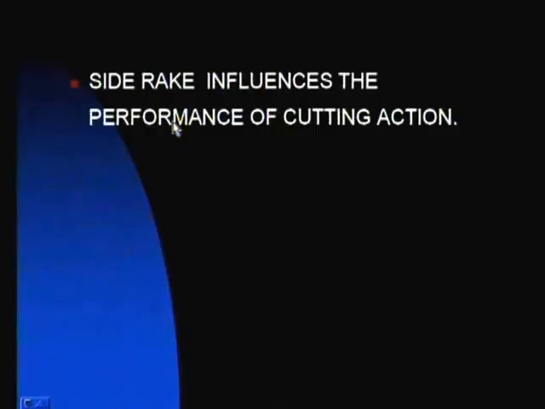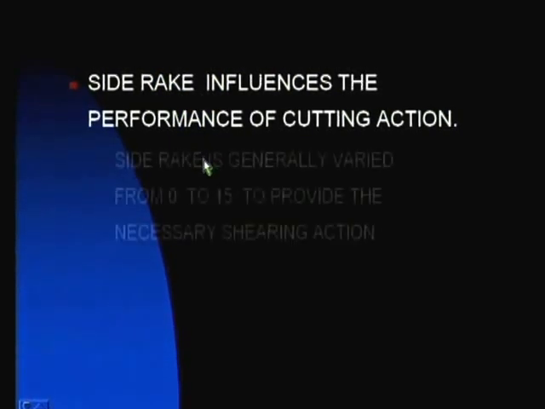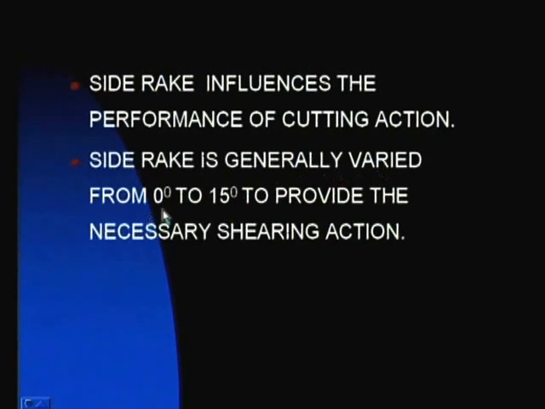Only back rake controls the direction of the chip flow and the size of the chip. But the performance of the cutting action is given by the side rake angle only, because side rake is generally varied from 0 to 15 degrees to provide the necessary shearing action. As it varies, the shearing force required for removing the chip is generated.